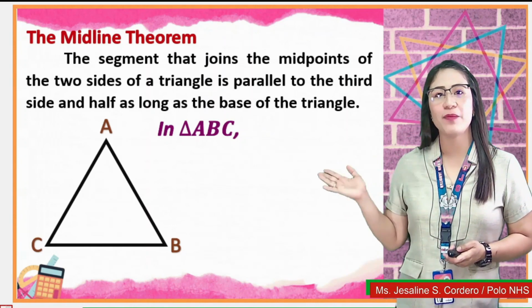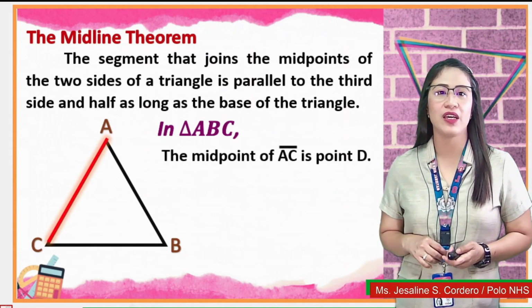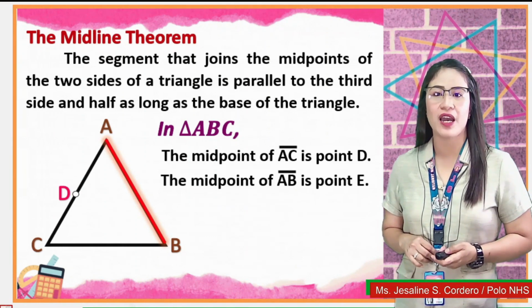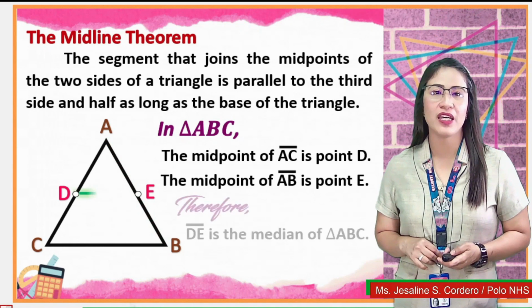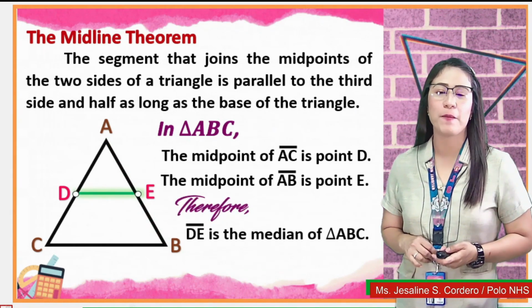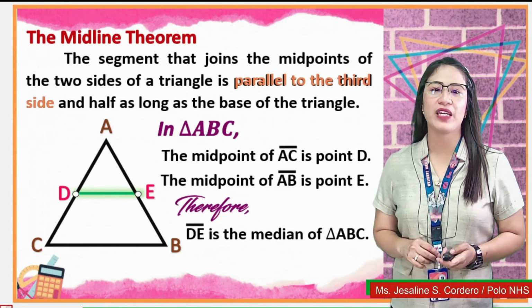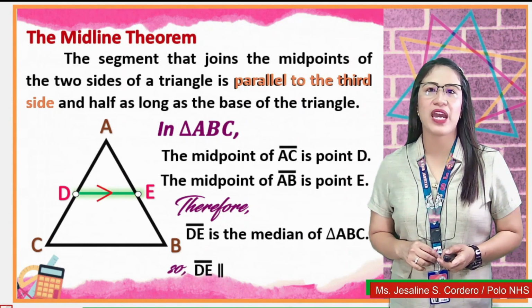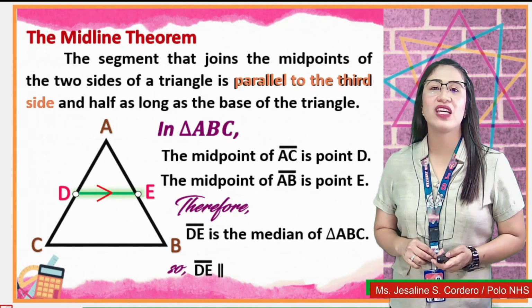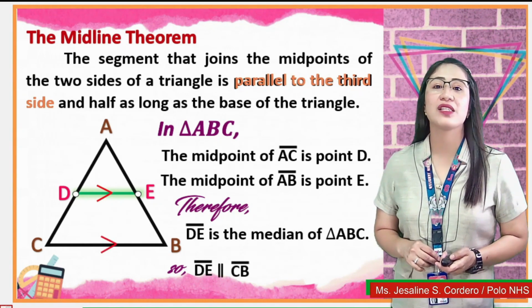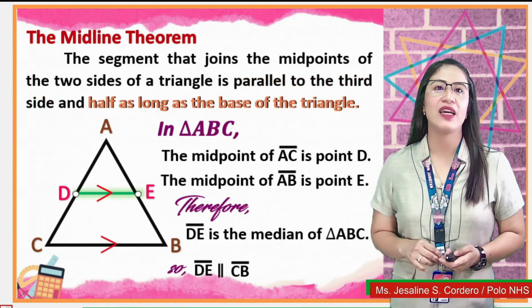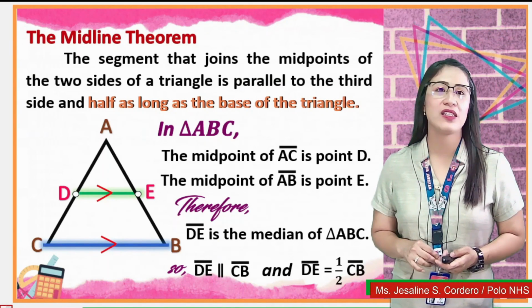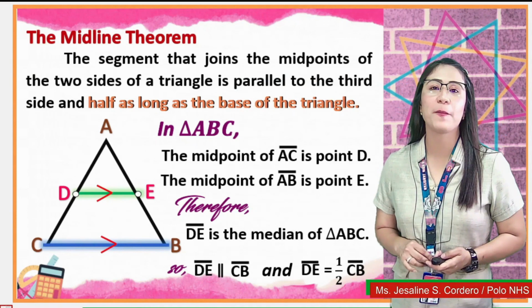In triangle ABC, the midpoint of side AC is point D. The midpoint of side AB is point E. Therefore, segment DE is the midline of triangle ABC. It is said that the midline of a triangle is parallel to the third side. The third side is segment CB. So, segment DE is parallel to segment CB. The measure of the midline is half as long as the base of the triangle. Hence, segment DE is equal to 1/2 of segment CB.